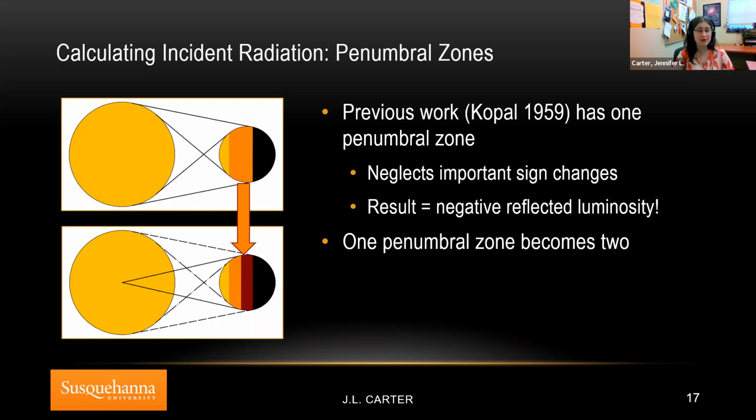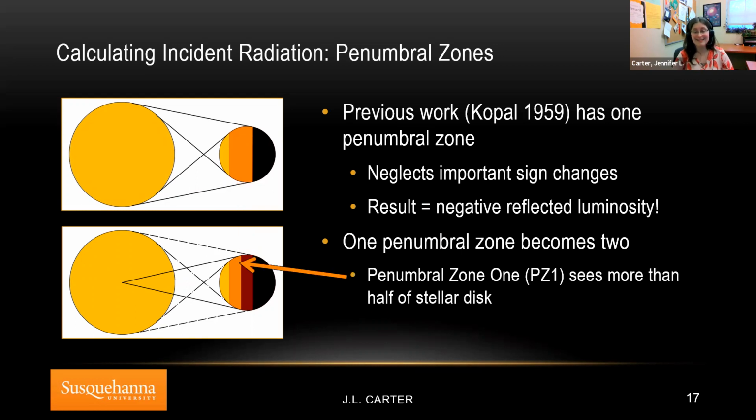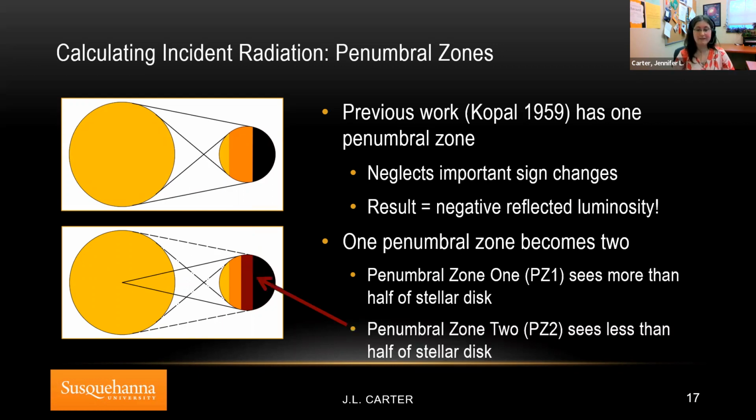There's not actually one penumbral zone. There are two. The first one, nearer the host star, penumbral zone 1, sees more than half of the stellar disk. The far one, penumbral zone 2, sees less than half of the stellar disk. The dividing line between the two of them is here. It's tangent to the surface of the exoplanet and points towards the center of the host star.